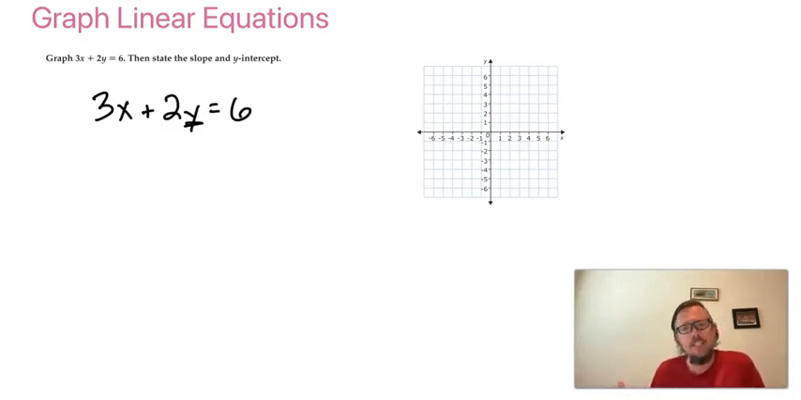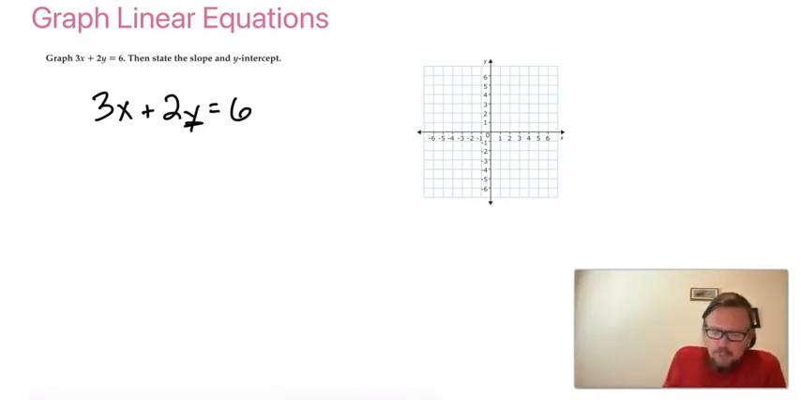There are two things we need to do to put this in slope-intercept form. We need to move the 3x from the left side to the right side. We'll use the subtraction property of equality for that. And then we need to move the 2 from the left side to the right side. And since it's 2 times y, we'll use the division property of equality for that.